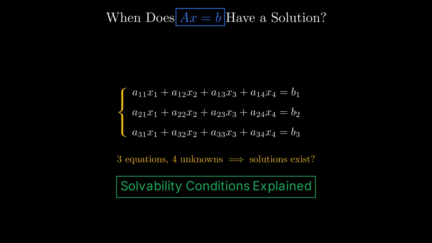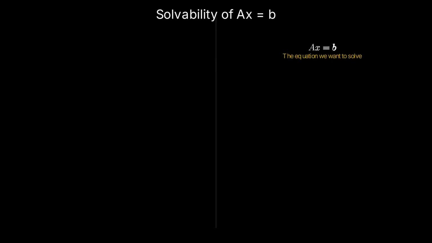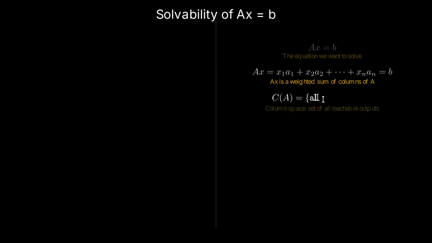Let's find that test. To answer this, think about what Ax equals b really asks. The product Ax is a linear combination of A's columns. We can write it as x1 times a1 plus x2 times a2, and so on, up to xn times an, set equal to b. As x varies over all possible vectors, Ax traces out every combination of those columns. That collection of all outputs is the column space of A, the set of all reachable b vectors.